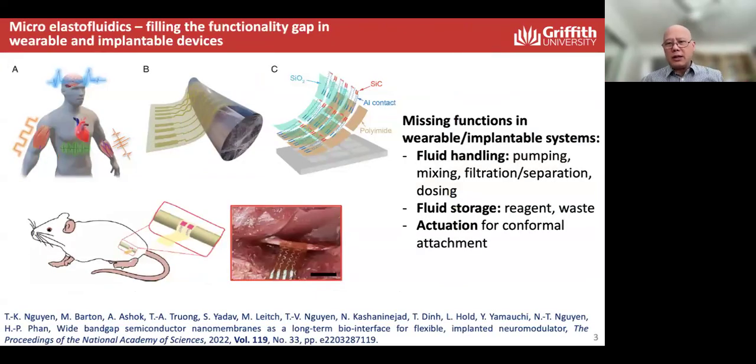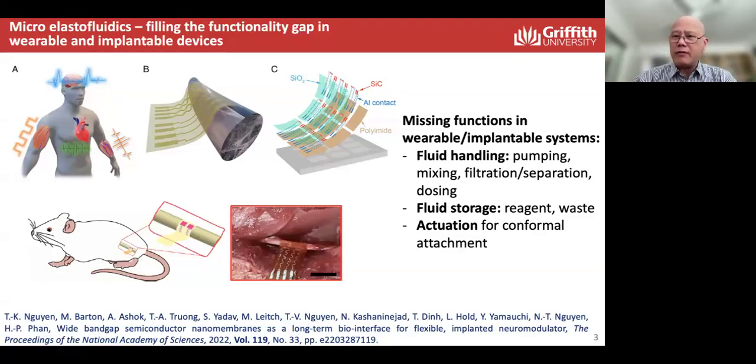Now, the second motivation is the practical one. So we know that there is an emerging area of wearable devices where flexible devices are made for wearable on skin or implantable in the body. So we have a range of sensing devices, drug delivery devices, which are flexible. Now, in all these devices, there is a missing functionality, that is the fluid handling part.